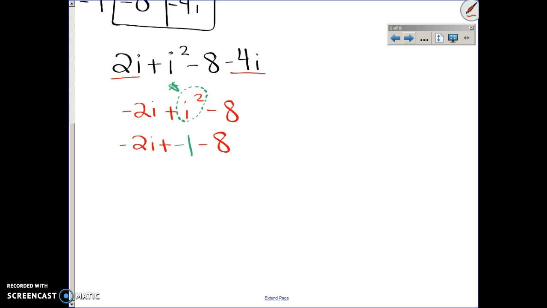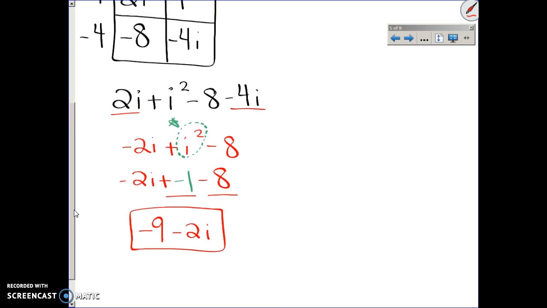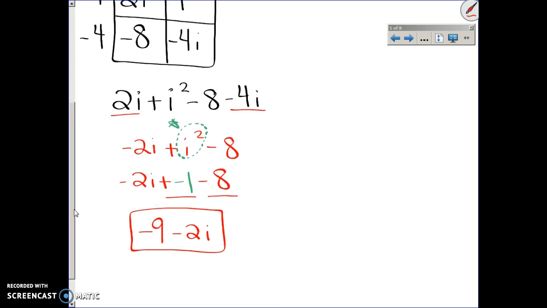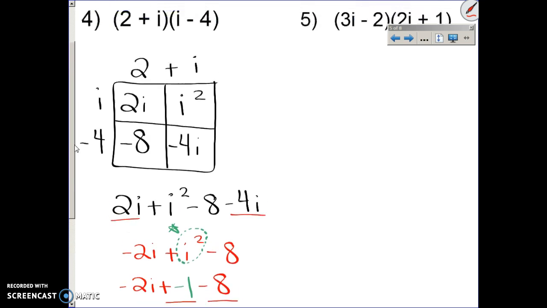Now, though, I've got more like terms I can deal with. Negative 1 and negative 8 can be put together. They make negative 9. And then I have minus 2i. Again, I got to put the number out in front. The imaginary number goes second. Here's my final answer for that one. Pause here so that you can copy down the work and discuss as needed.